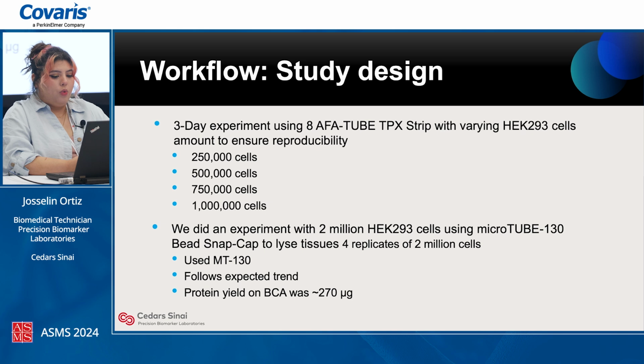So we did 250,000, 500,000, 750,000 cells, and then 1 million cells. And we were interested in seeing whether we could reproduce a linear trend throughout all 3 days. And we did in fact see a reproducible linear trend, but in conjunction with that, we were interested in seeing if we were to extend it beyond 1 million cells, would we still see that reproducible linear trend? And so we did a smaller scale experiment using 4 replicates of 2 million cells with our MT130s, and we did in fact see that the reproducible linear trend continued.